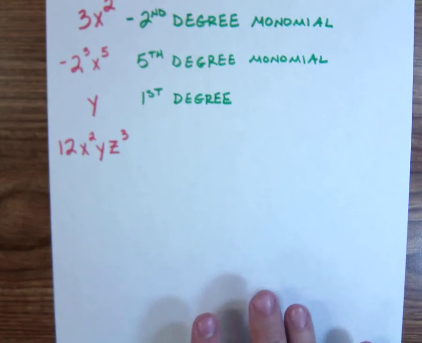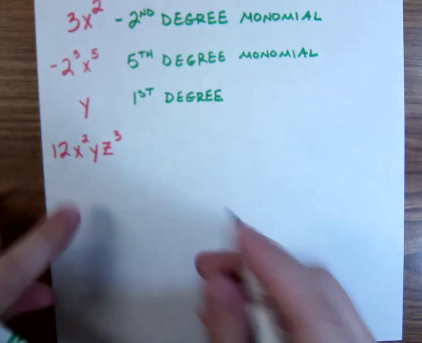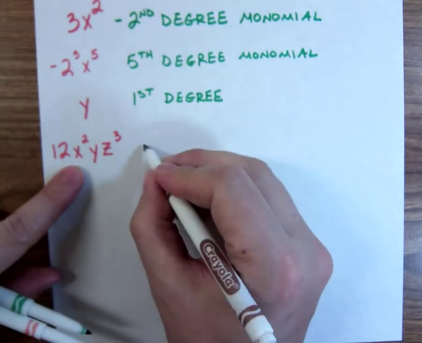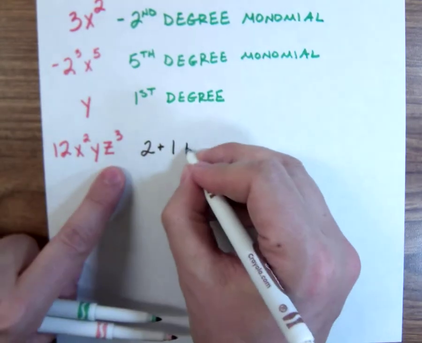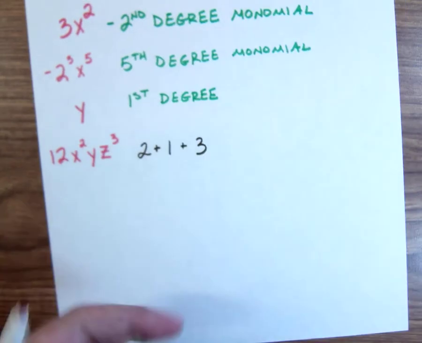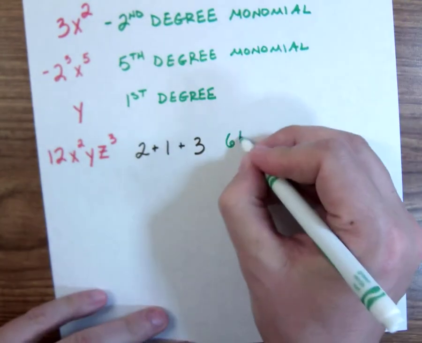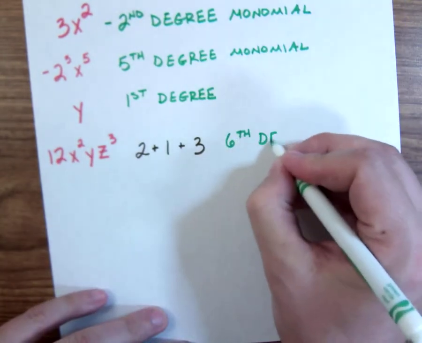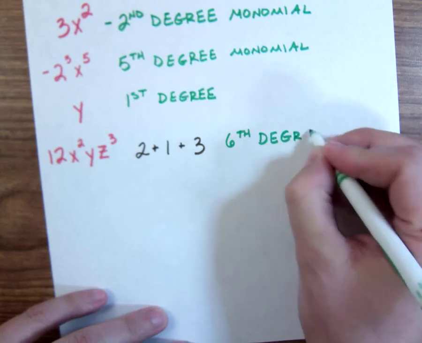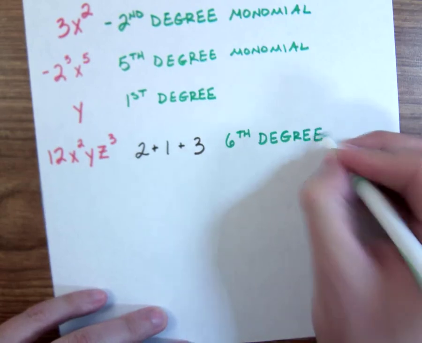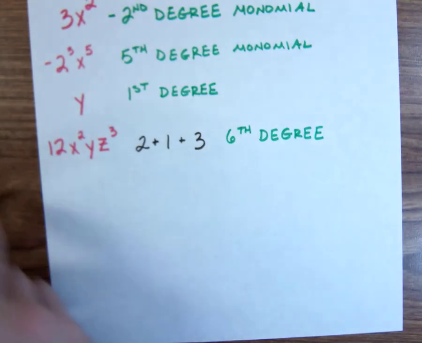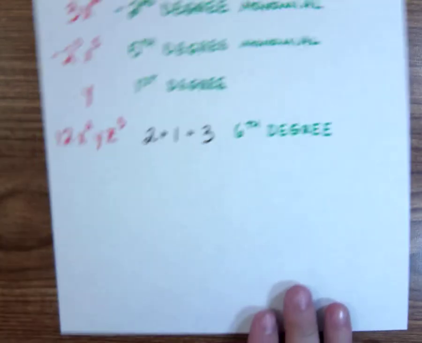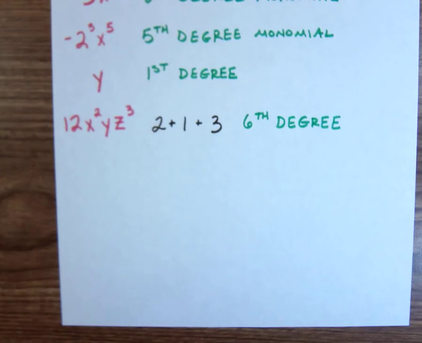Five. 6. What's the exponent on the x? 2. Plus the exponent on the y? 1. Plus the exponent on the z. So this is 6th degree. Sixth degree polynomial. 2 plus 1 plus 3.